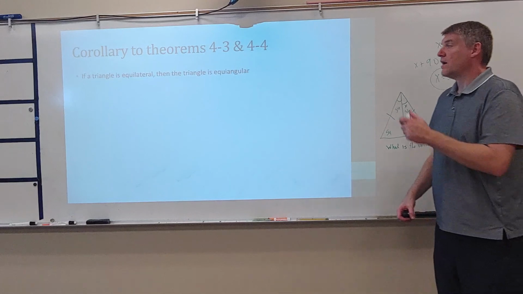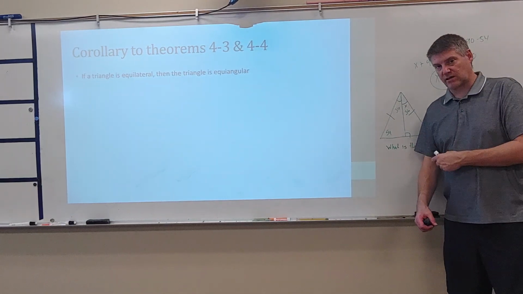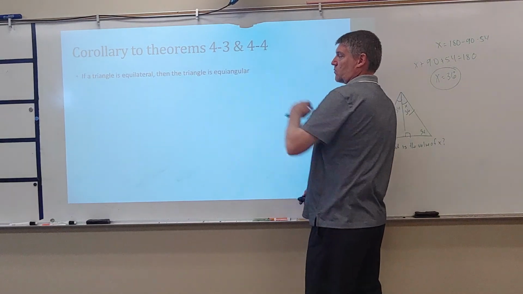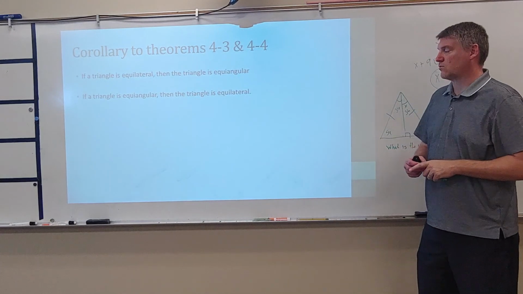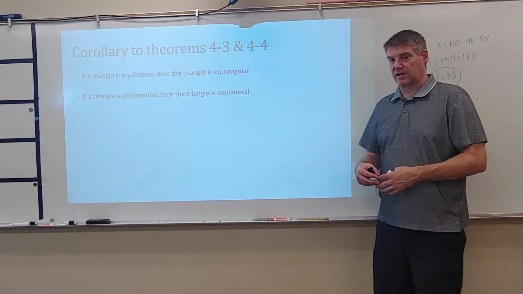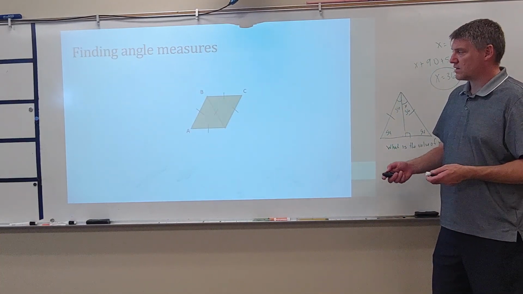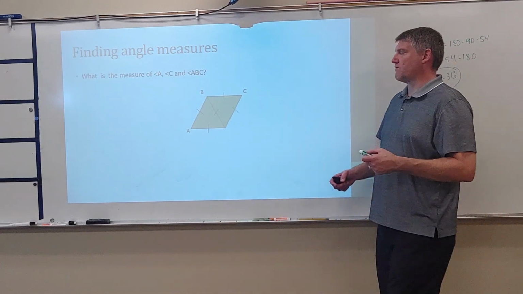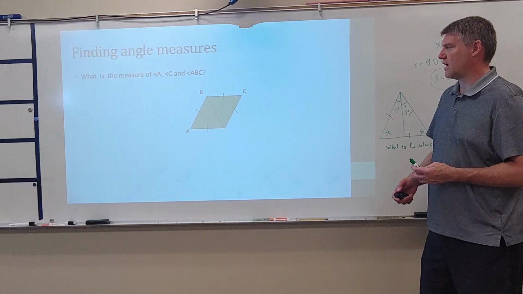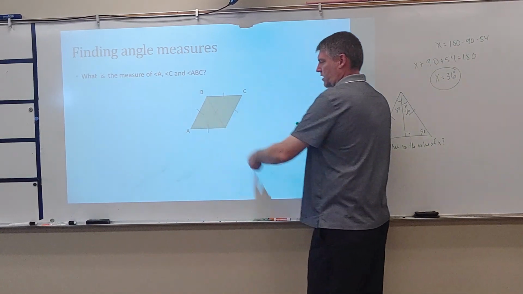Okay, the corollary. If a triangle is equilateral, then the triangle is equiangular. So if all the sides are equal, then all the angles are equal. If the triangle is equiangular, then the triangle is equilateral. So if I know all the angles are equal, then I know all the sides are equal also. Right? So here, what are the measures of angle A, C, and ABC? So this is an equilateral triangle.